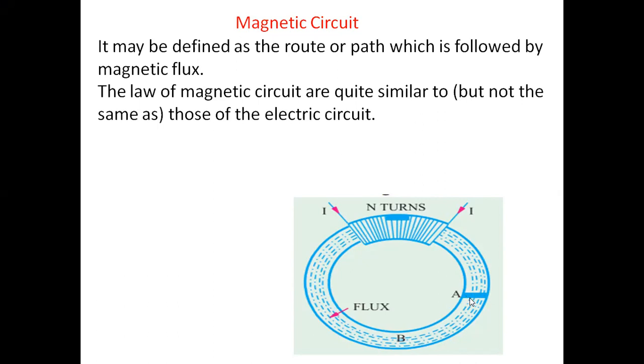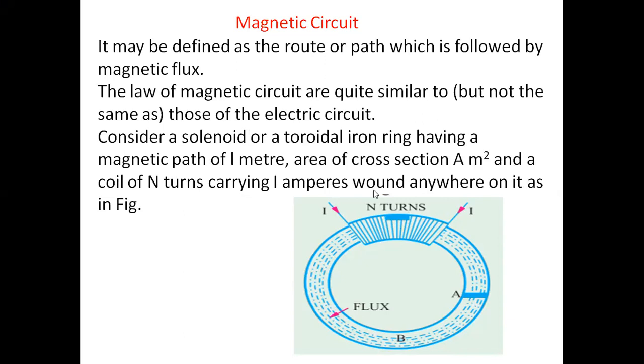This is the type of, we can call it a toroidal, or it is a solenoid. We may experience solenoids in future studies. A solenoid is nothing but a coil, where the wire is wound like a round structure. Similarly, this is the iron ring structure.